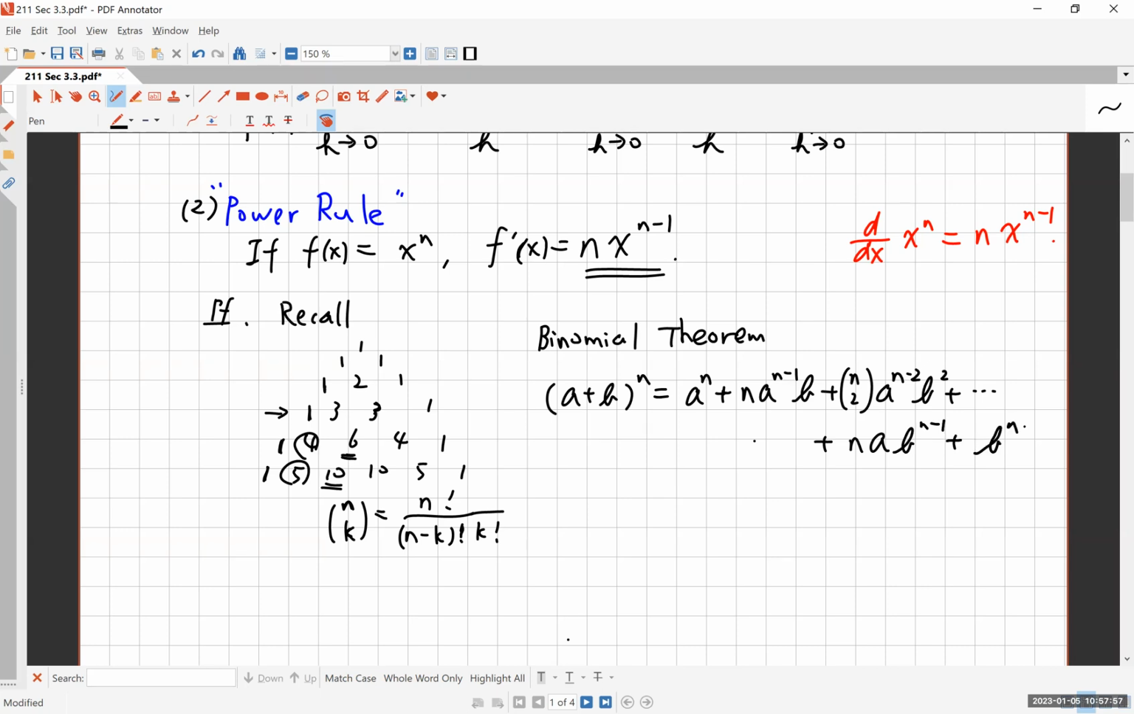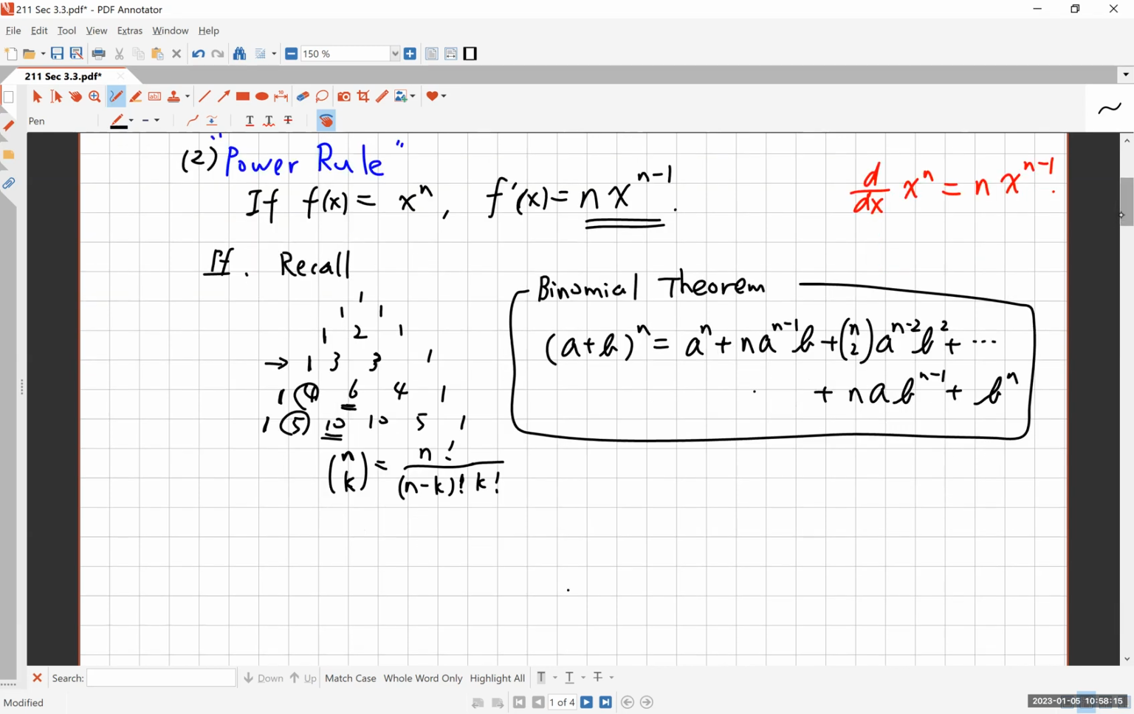to the nth power. Okay, this whole expansion is called the binomial expansion of a plus b to the nth power. And that's what we unfortunately will have to use. But it's fortunate that we do have this theorem, right? Okay, so this becomes the foundation for proving the power rule. Let's go ahead and try this.